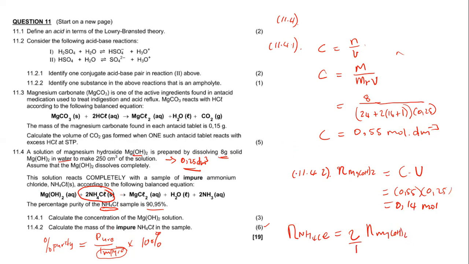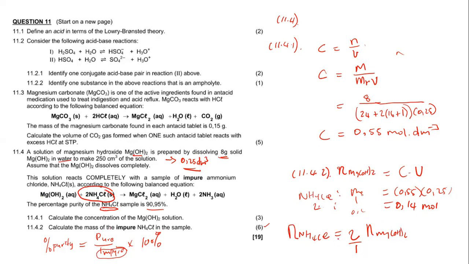If you don't understand this, you can use a ratio. NH4Cl is 2 moles, and Mg(OH)2 is 1. You write 2 over here and 1 over there, and the calculated number of moles of this is 0.14, and you cross multiply. It is still the same thing; you can do it that way.